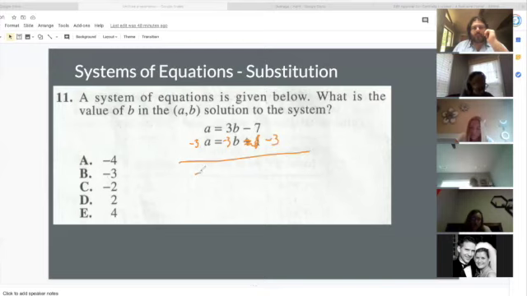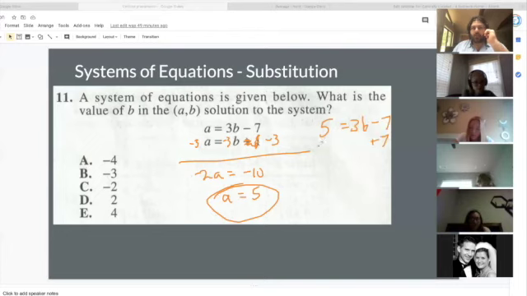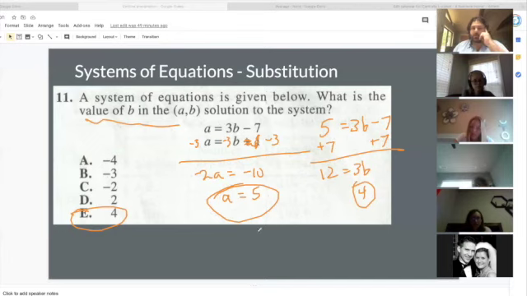When you do this and you add, you're going to get -2a equals -10. So a is going to be 5, right? And then you go back up and you plug it into either equation. It doesn't matter. We'll just do the first one. And you just kind of solve from here. 12 equals 3b, so b must be 4. And that's what they're asking us for. What is the value of b in the solution?